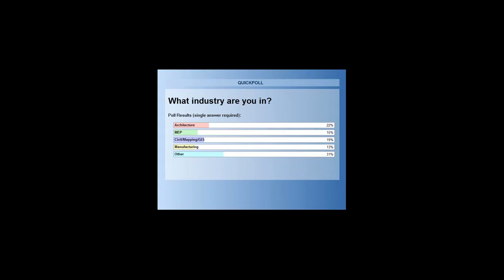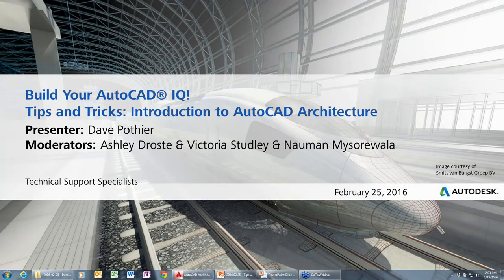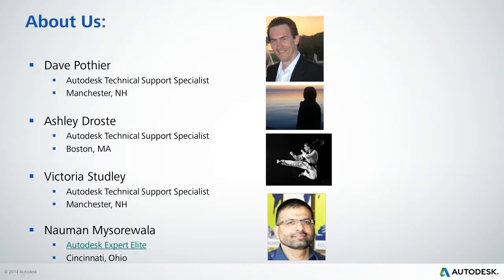So we'll get into a little bit about ourselves. Dave, you can go ahead to the next slide there. Okay, so you're not seeing the slide about us? Now I can see it. Yep. Okay. There we go. So I'll go ahead and start with myself. I'm a technical support specialist based out of Boston, and I'll be playing the role of the homeowner today. Dave, our presenter, is also a technical support specialist based out of our Manchester office, and he'll be playing the role of the architect. And Victoria, who will be helping to answer your questions, is our AutoCAD Architecture specialist, and she's also in the Manchester office. And then we have Nauman, who's our AutoCAD expert elite, and he's based out of Cincinnati, Ohio.